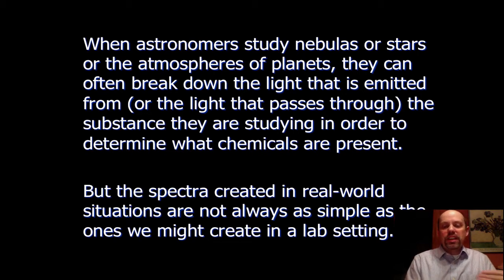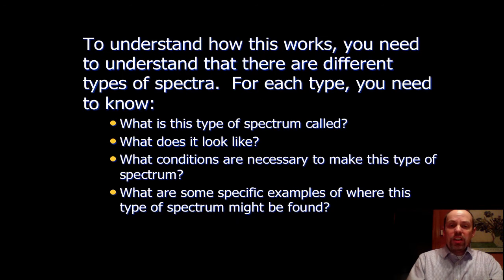So to further get deeper into it, I want to show you the types of spectra. There are going to be 3 types, and for each type, you're going to need to be able to answer these 4 questions. So you could set up a little table, perhaps, where you know you're going to answer these questions for each one. What is the spectrum called? What does it look like? What conditions are necessary to make this type of spectrum? And can we name some specific examples of actual objects that do produce this kind of spectrum?